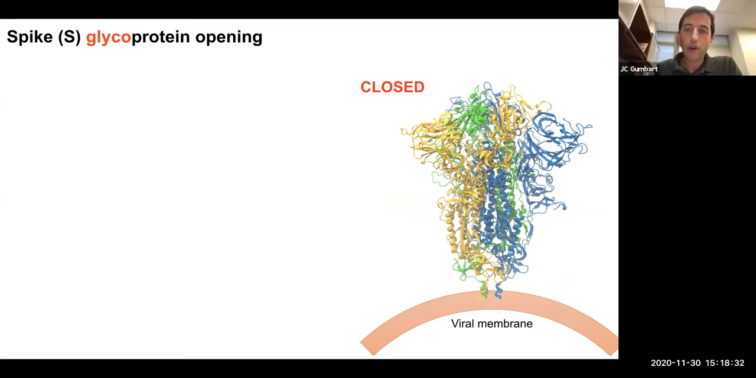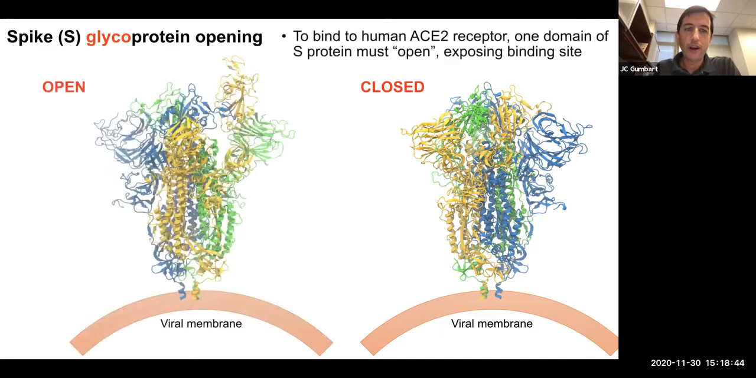Okay, so one of the things we wanted to address with these models is to understand and quantify the closed to open transition. Here you see the closed state. Here is the open state. In order to bind its receptor on the human cell, it has to open up, which means one domain of one of the S proteins in the trimer has to become exposed.